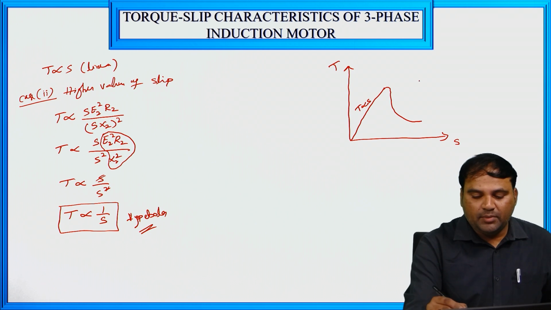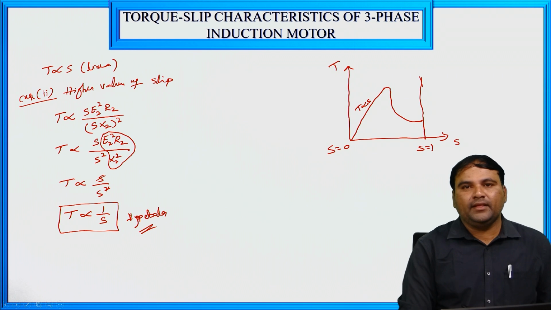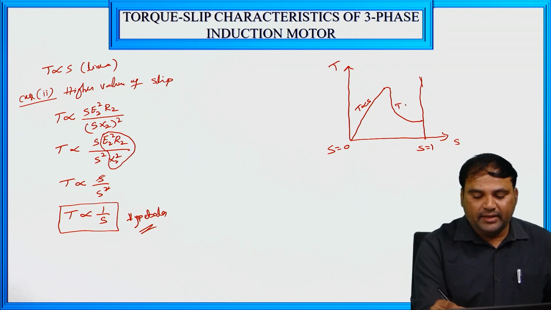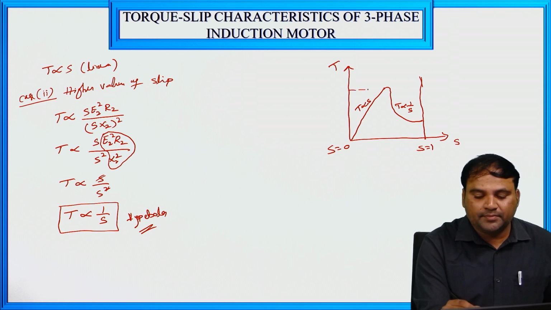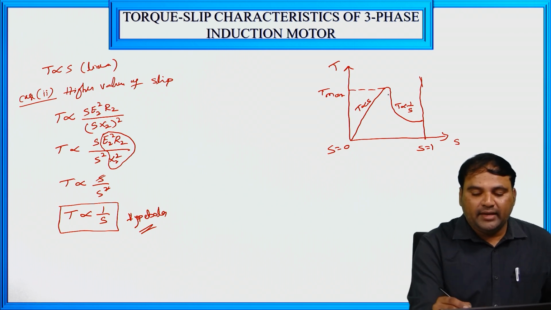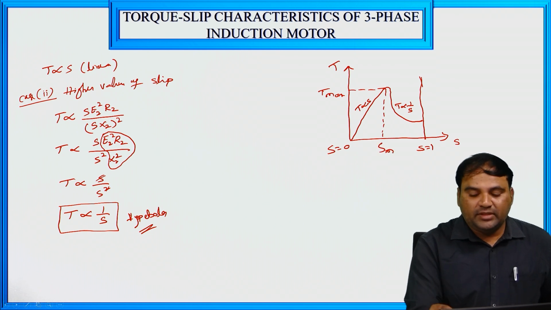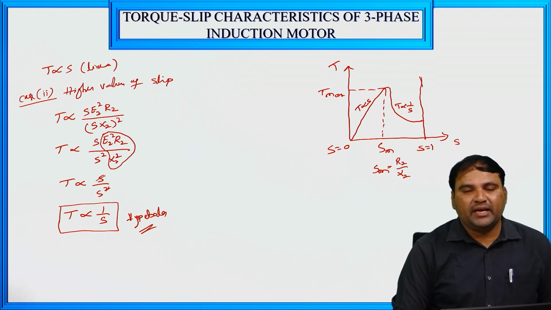Here the slip values are between 0 and 1 only. So this is T directly proportional to 1 by S. Here we have the maximum torque, that is T max. At maximum torque we have the maximum slip, which is defined as the ratio of the rotor resistance to the rotor reactance. We can call it the maximum slip.